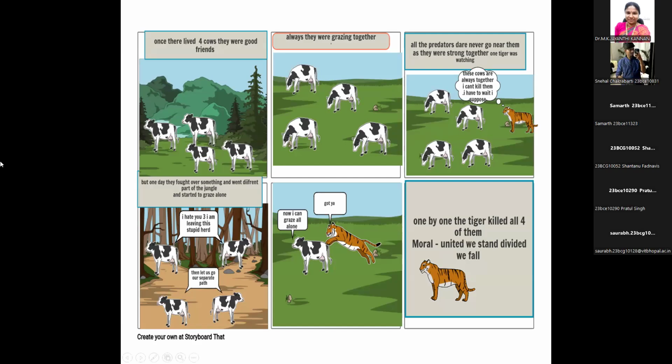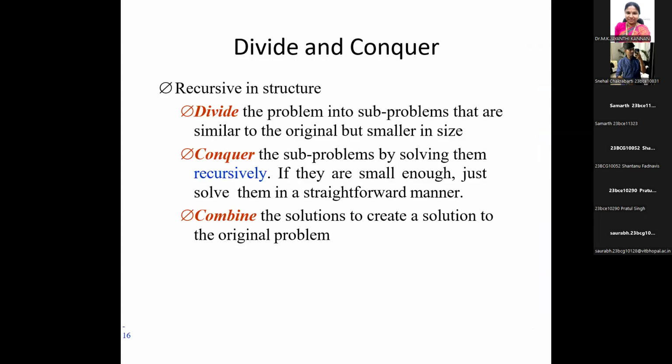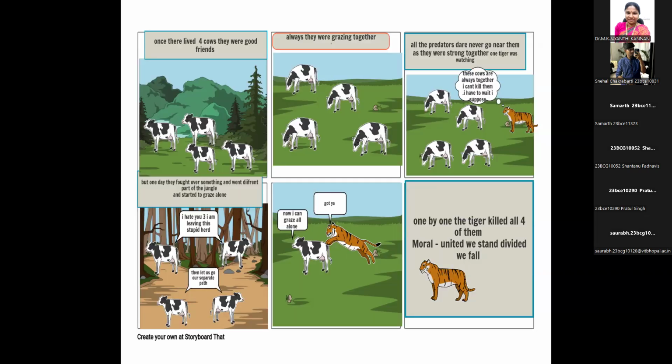You might have studied in your LKG, KG in picture stories. If the problems are very big, you cannot solve them. The lion and the cow: the lion cannot achieve its target. But because all the cows are united, what it did was divide all the cows as independent. When a cow is alone, the lion attacks easily and gets the things done. Like that, you divide, then conclude and get the solution.